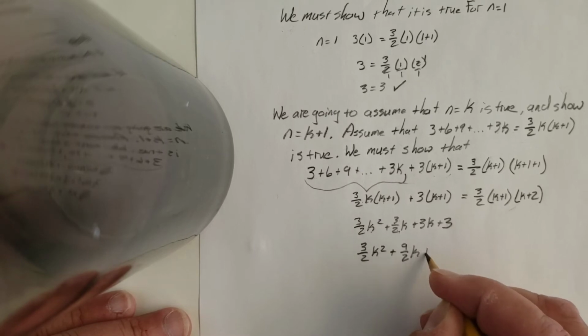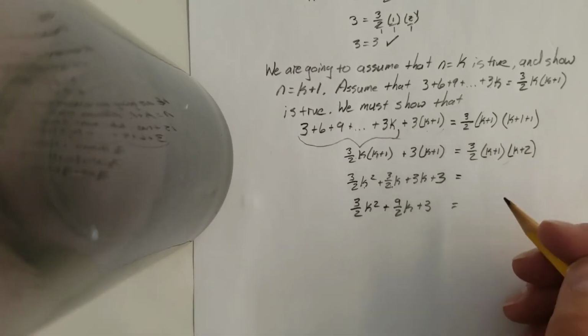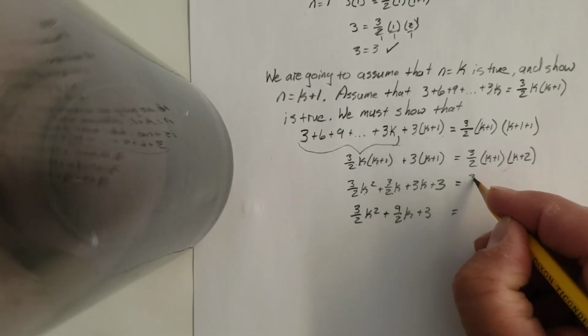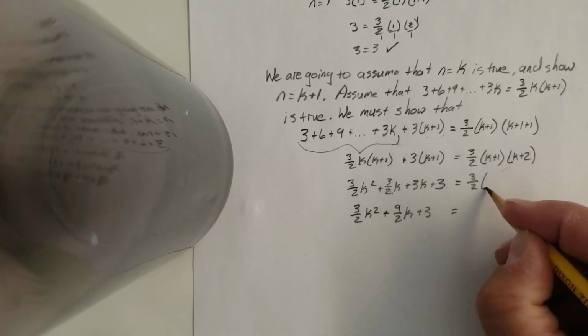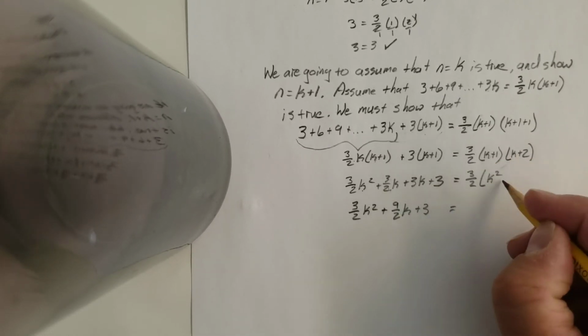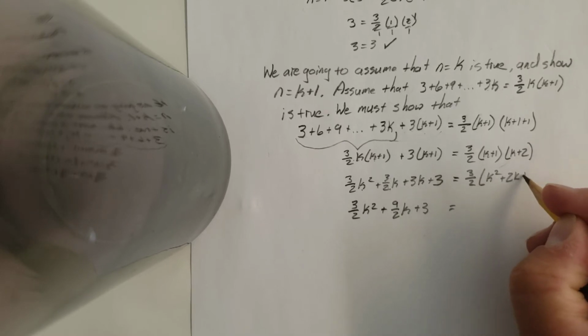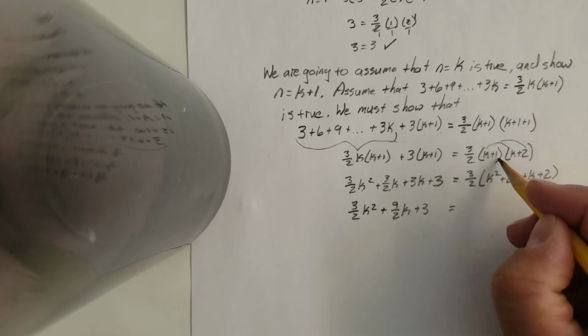If I combine it all together, it's 3/2 k squared plus 9/2 k plus 3, since 3/2 plus 3 is 9/2. Now I'm hoping the other side is going to do the same thing. I'm going to leave the 3/2 and distribute my binomials. I get k times k is k squared, plus 2k, plus k, plus 2. Simple FOIL.